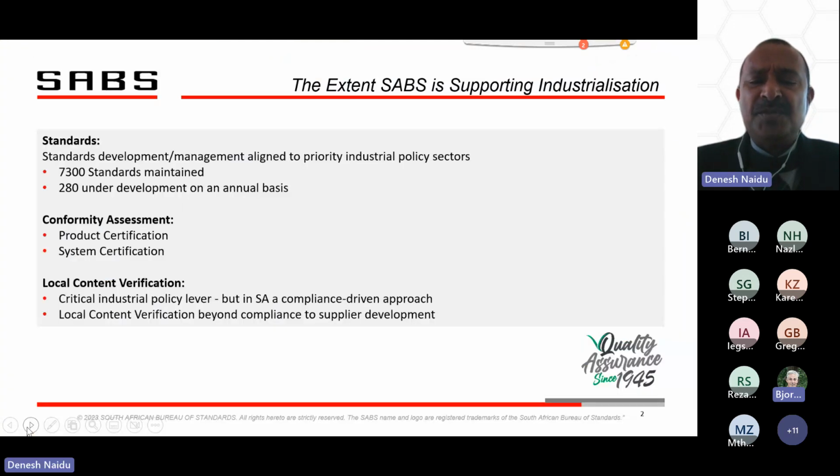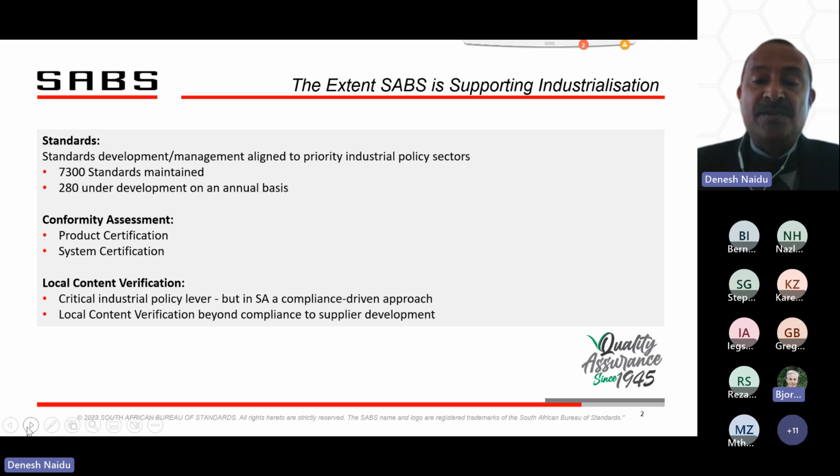Just by way of background, and before we go into the specific topic around local content and localization, SABS itself plays a multitude of roles, and we're very active in the space of standards and standardization. There are about 7,300 standards that SABS administers at any given time, and on a year-to-year basis, anything between 280 and about 300 standards is what the standards division is working with, revising, updating, adopting. So there's a lot of active work taking place in the space of standards.